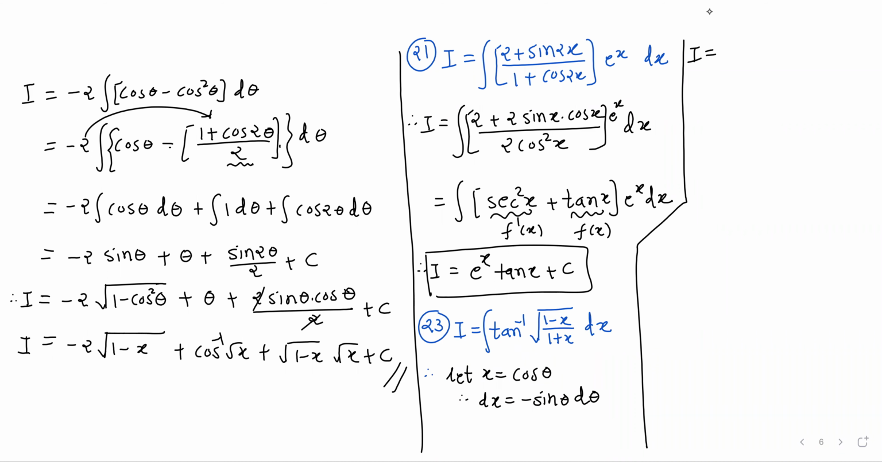I is equal to integration of tan inverse under root 1 minus x, cos theta, 1 plus cos theta into minus sin theta d theta, is equal to minus sign, put it here, integration tan inverse.